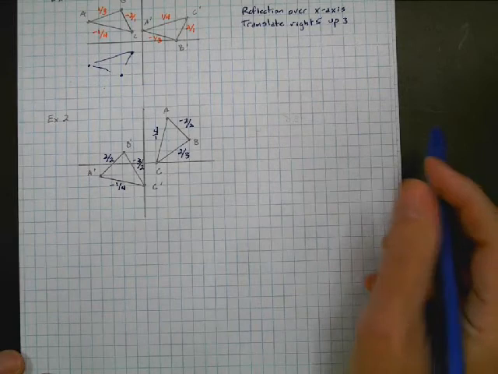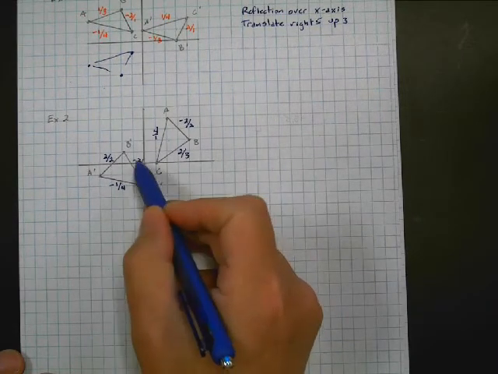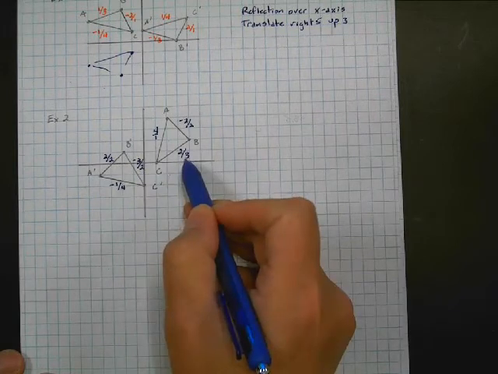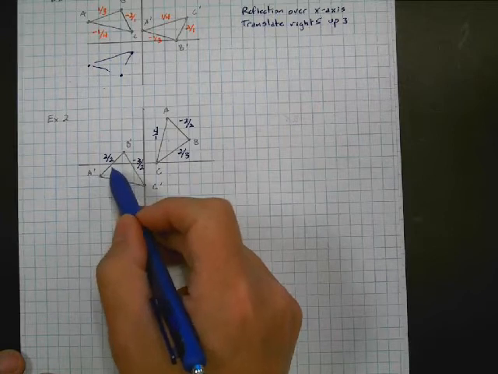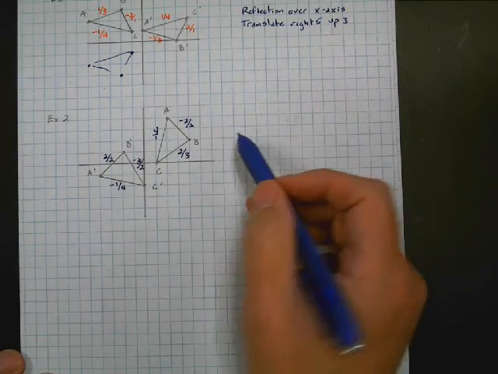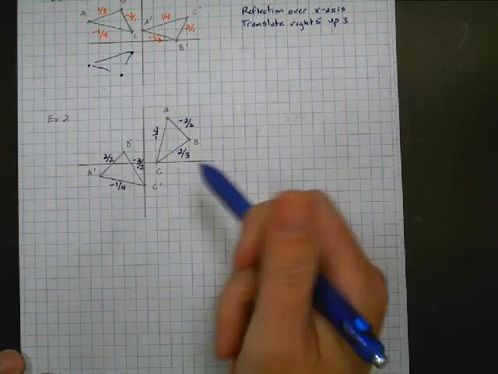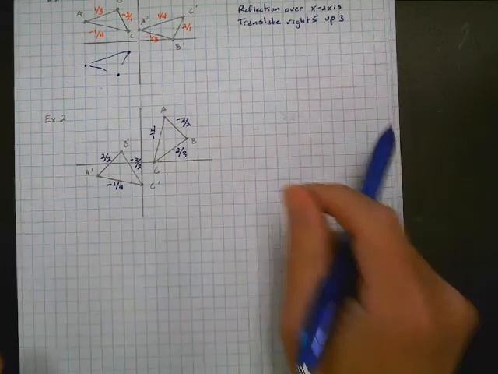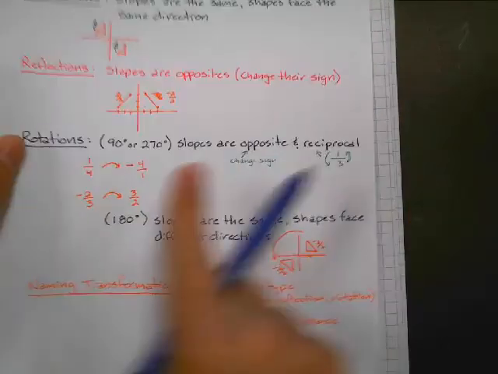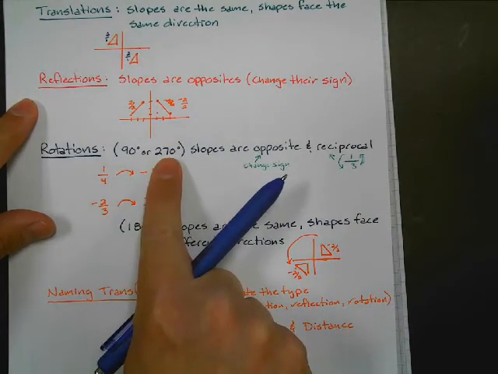Now let's match them up. 4 over 1, negative 1 over 4. Negative 3 over 2, positive 2 over 3. Negative 2 over 2, positive 2 over 2. It looks like what's happened here is the signs have changed and we have switched the numerator and denominator. What do we call that? Those are opposite reciprocal slopes. Opposite reciprocal slopes means that there has been a 90-degree or 270-degree rotation.